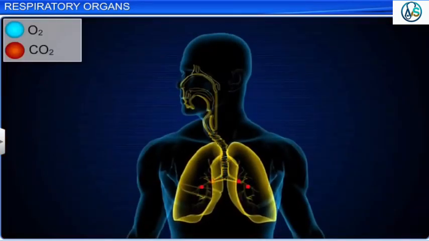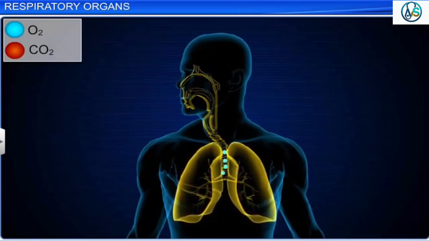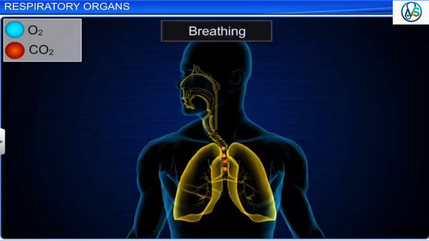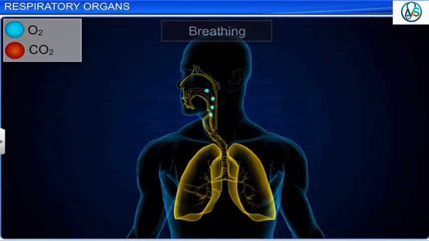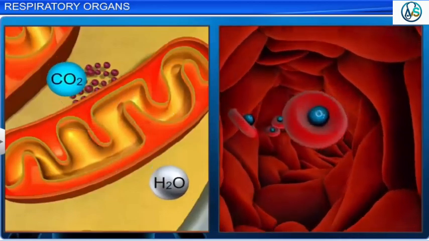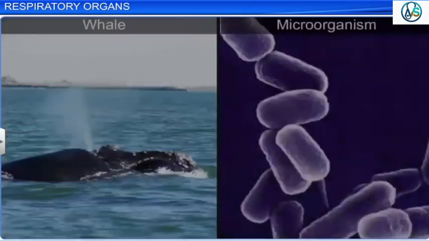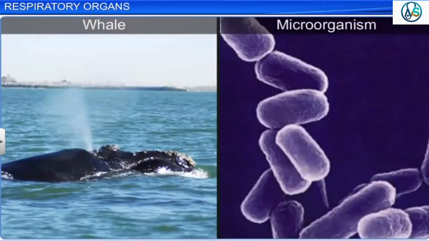To provide fresh oxygen to the cells and to remove carbon dioxide, which is harmful to them, living organisms inhale oxygen and exhale carbon dioxide. This process of inhaling and exhaling is called breathing. The process of breathing, accompanied by the breakdown of foods to produce energy, is called respiration. However, the mechanism of breathing varies depending on the habitat and level of organization of an animal.